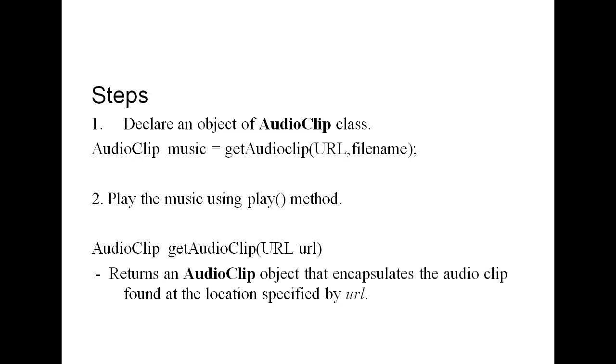The second step is to play the music using the play method. For that, the getAudioClip method is used. AudioClip is the class name, and getAudioClip is the method. So we will be using the getAudioClip method for playing the music. Play is the method for playing the audio file. It returns an AudioClip object that encapsulates the audio clip found at the location specified by the URL. For getting the URL value, we use either getCodeBase or getDocumentBase. In this case, for audio clip we will be using getCodeBase. In the previous example we used getDocumentBase because that was an image.